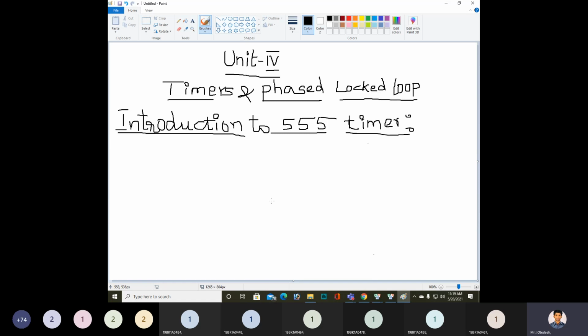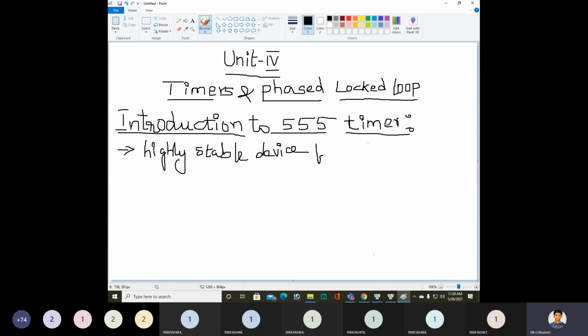First point, all of you write down: the 555 timer is a highly stable device for generating accurate time delay or oscillations.